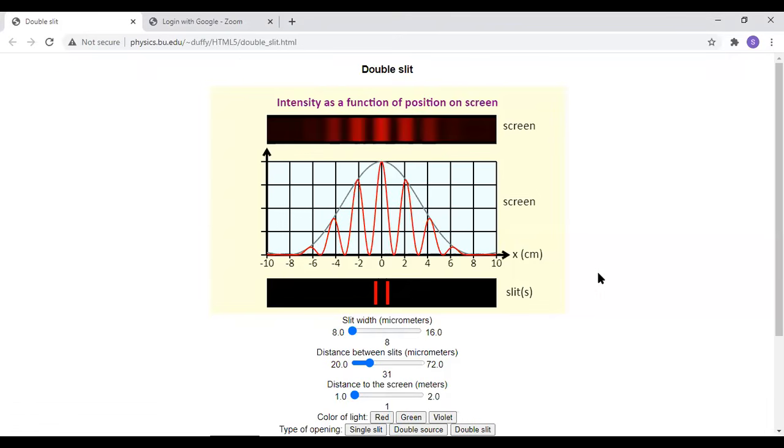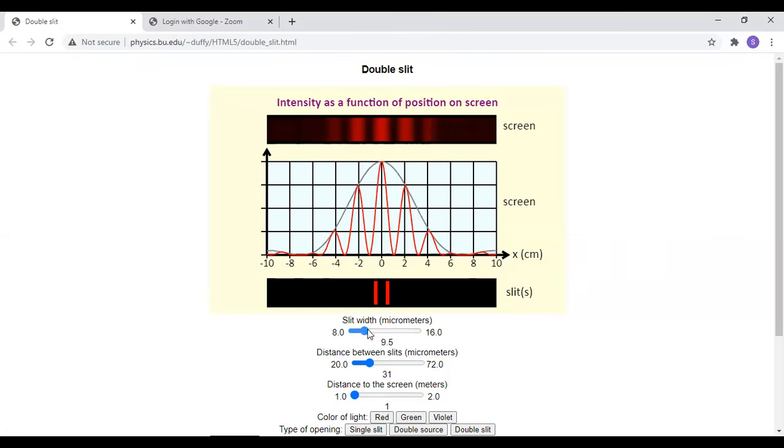I'll show you one more example of this. Can you see my screen here? Hello? Yes, ma'am. Okay. So on this screen, a double slit intensity pattern is shown. What you can control is the slit width.